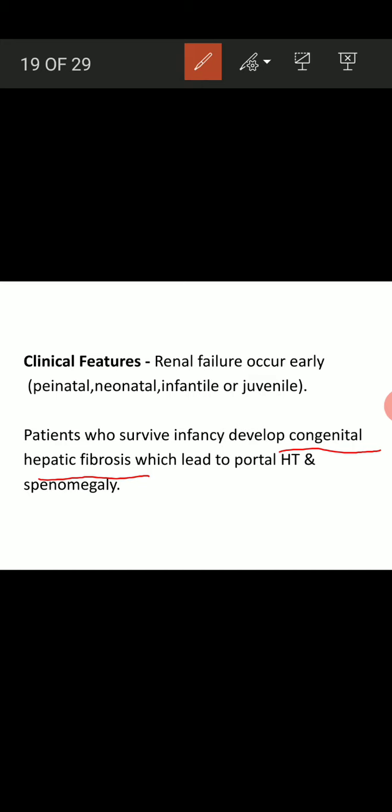So, in infantile polycystic kidney disease, there is extrarenal involvement in the form of hepatic fibrosis, while in adult polycystic kidney disease, there is extrarenal involvement in the form of hepatic cysts, which involve 40% of the patients. The cysts may also be present in the spleen, pancreas, or lungs, along with intracranial berry aneurysm and cardiac anomalies in the form of mitral valve prolapse.